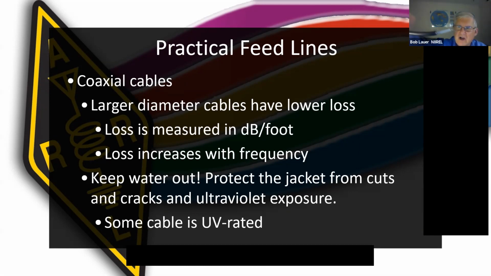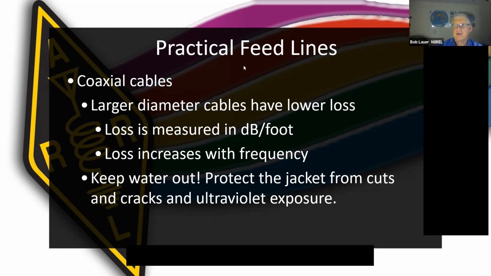RG58, like I say, is about 20 cents a foot. LMR 400 is $1, $1.25 a foot, depending on where you get it, whether you have the connectors installed or not. The larger the diameter, the lower the loss. Loss increases with frequency, so loss due to the size of the cable is more important and gets worse with higher frequencies. So the higher the megahertz, the more you've got to worry about that.